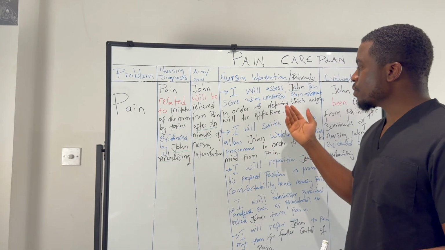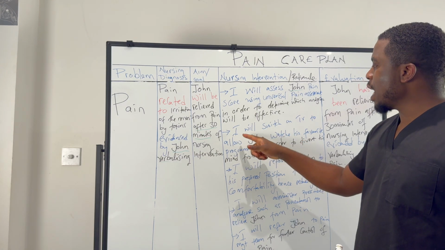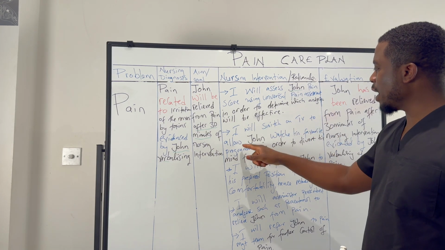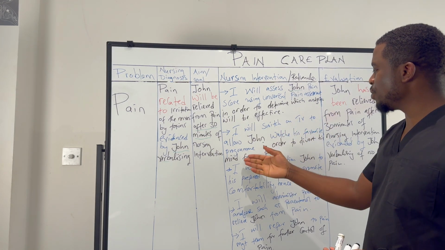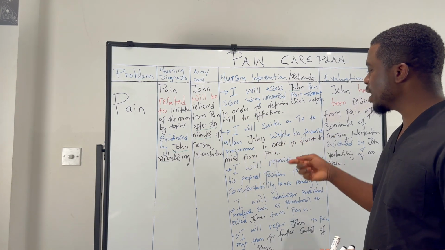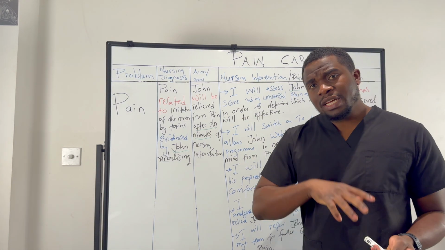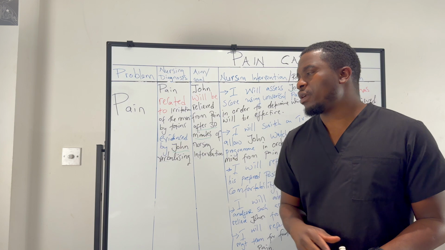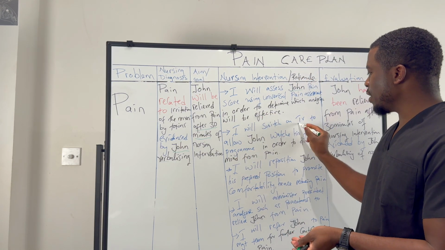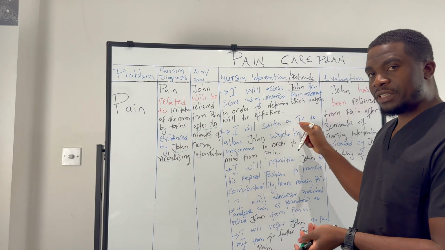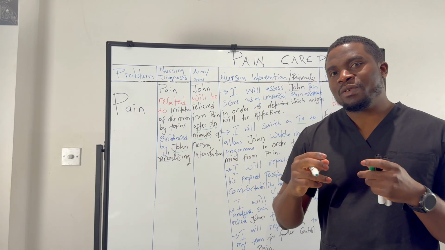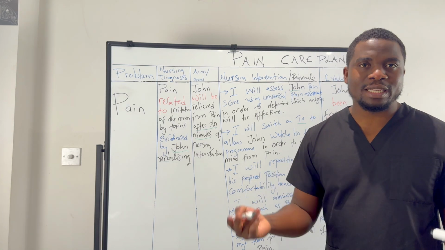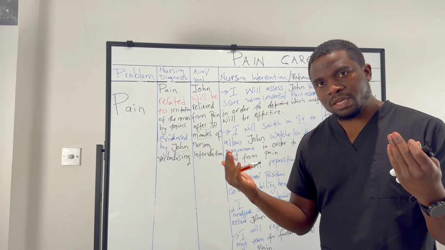So you come to the second bullet, you say, I will switch on the television set to allow John watch his favorite program in order to divert his mind from pain. Now, diversional therapy is really very important to the patient. So here we have used the television set. Of course, depending on the scenario, another resident or patient may fancy having a chat or listening to music. So you need to explore.